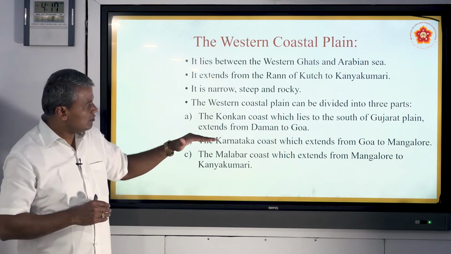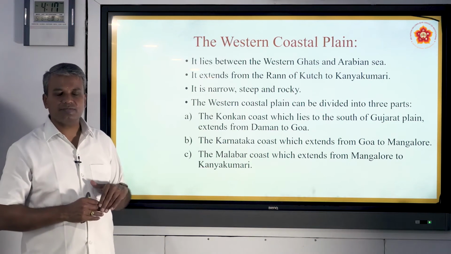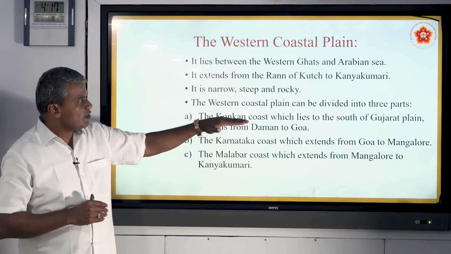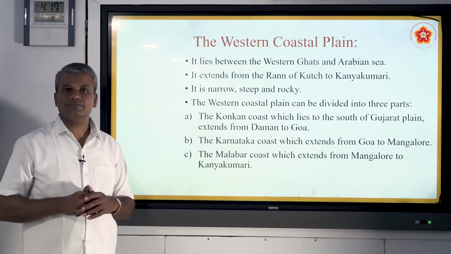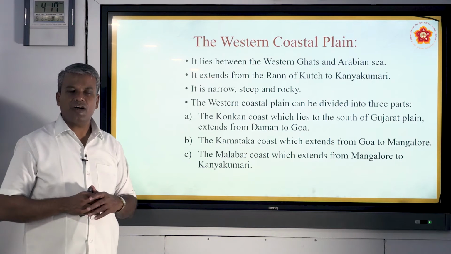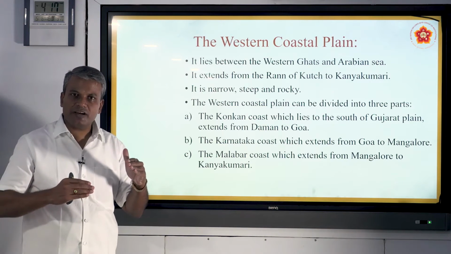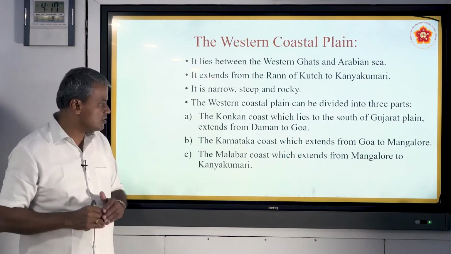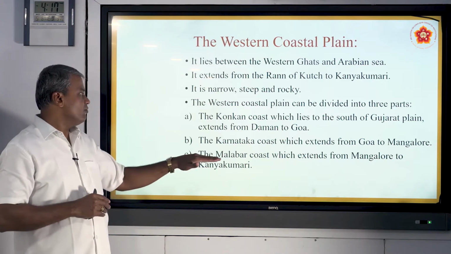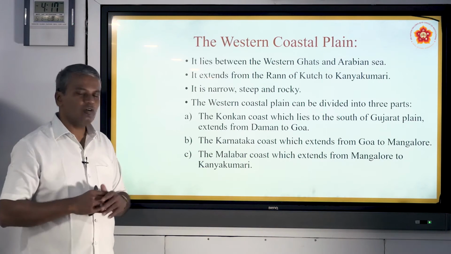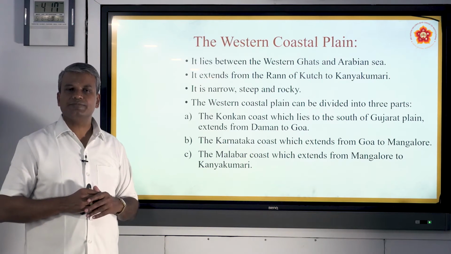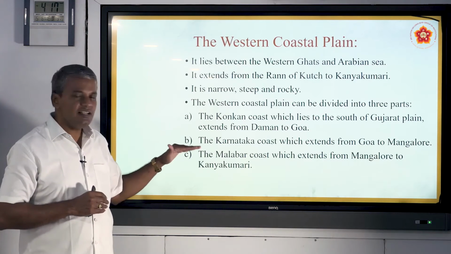And first one is Konkan coast. It is from Gujarat to Daman to Goa. And from Goa to Mangalore, Kannada coast or Karnataka coast. And the third one is the Malabar coast from Mangalore to Kanyakumari. So these are the three divisions.